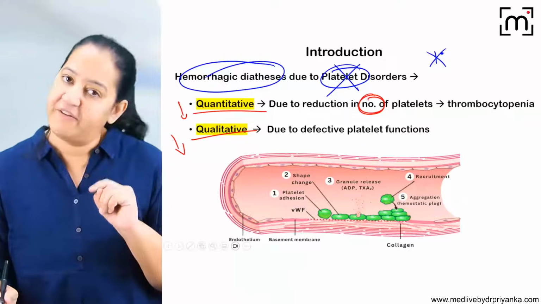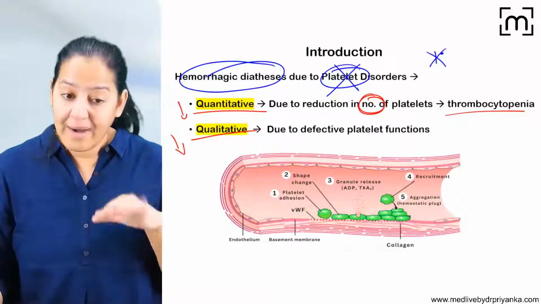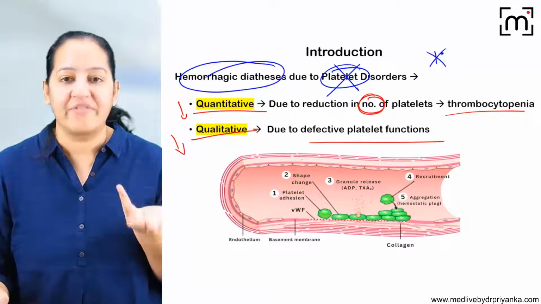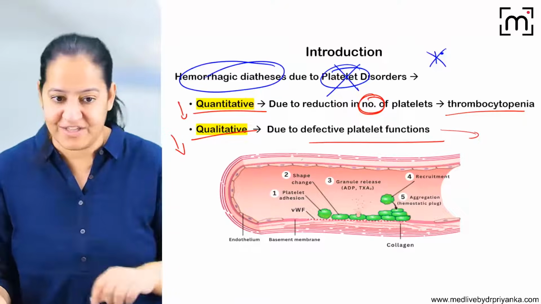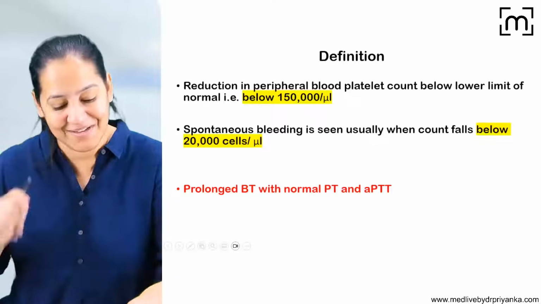Normal number is 1.5 to 4 lakh. So if it is less than 1.5 lakh, it is known as thrombocytopenia. Or else the second problem, sometimes the number is good, but they are non-functional. They don't have receptors. So this we will discuss in a separate session. Okay, so currently I am talking about thrombocytopenia. Now you tell me, what is thrombocytopenia?